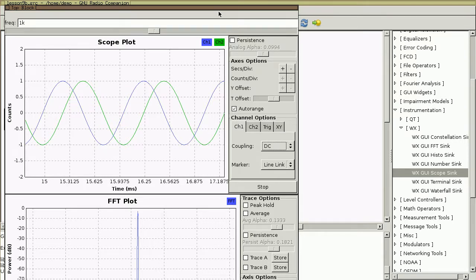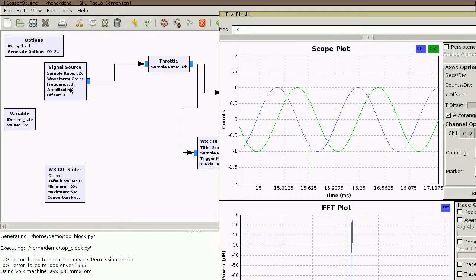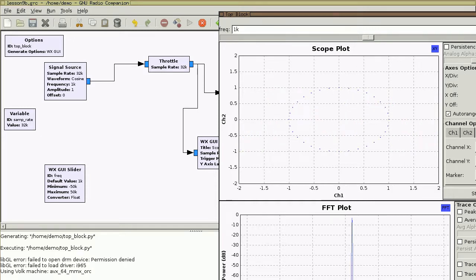So it turns out that this signal source was lying to us. It was lying to us all along about the fact that the waveform it's producing is a cosine wave. In this case, it's not a cosine wave. It's actually a complex exponential. And if you look at the XY version of this scope plot, that means it's plotting channel 1 on one axis and channel 2 on the other axis. And you can see that it plots a circle because it's going around and around the unit circle. This is what it looks like if you connect the dots.